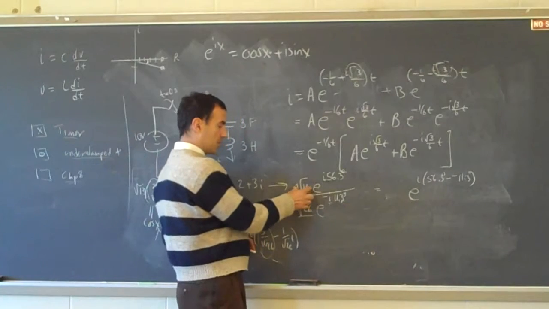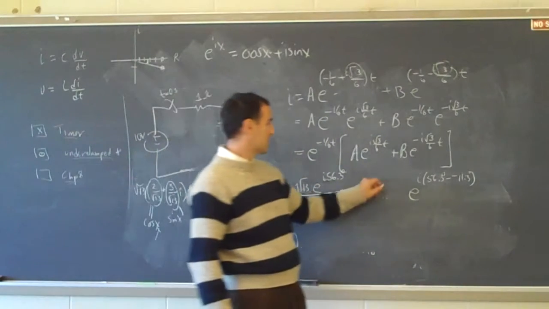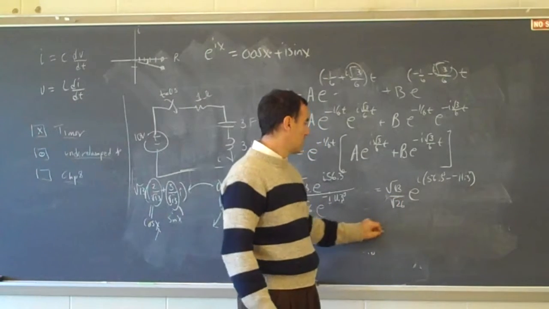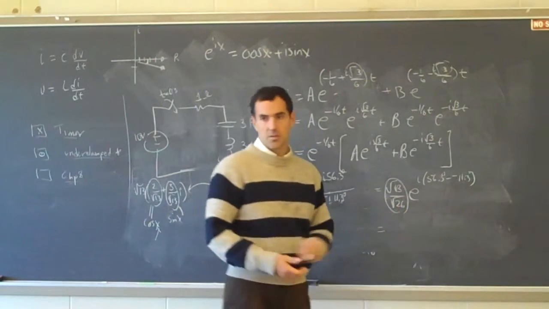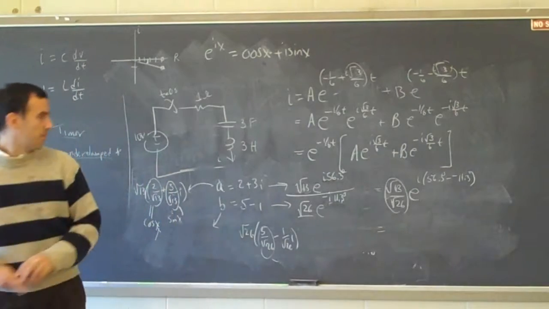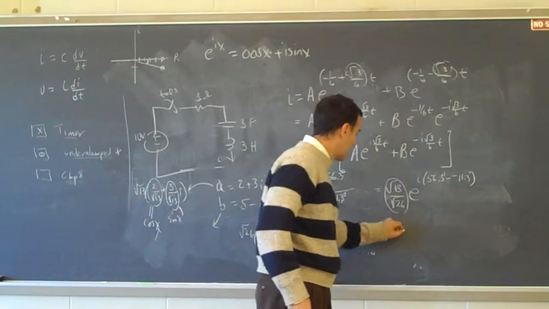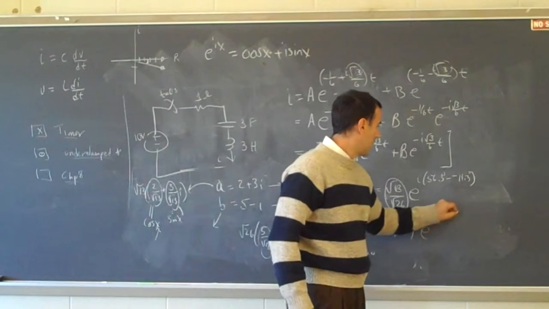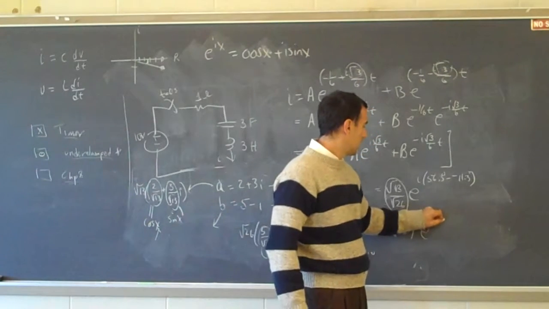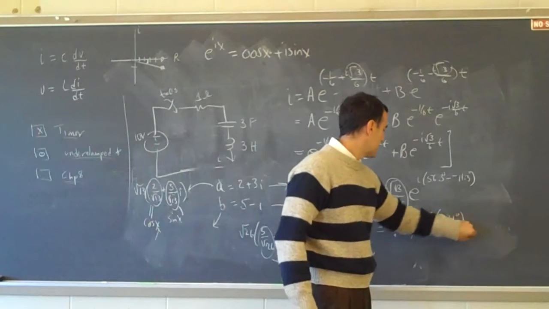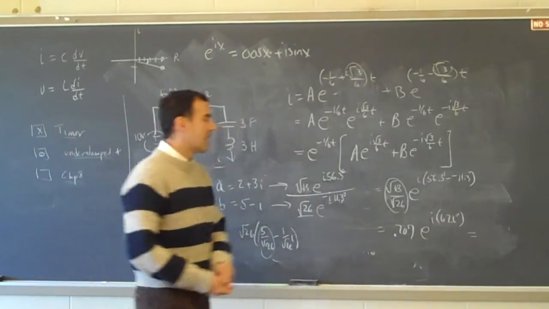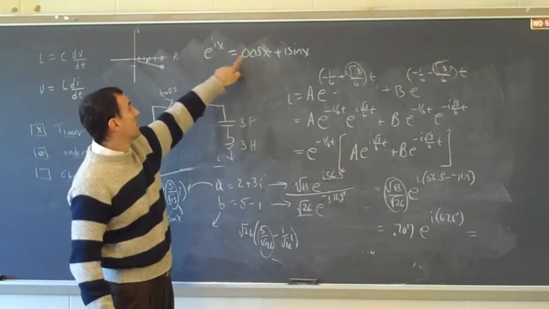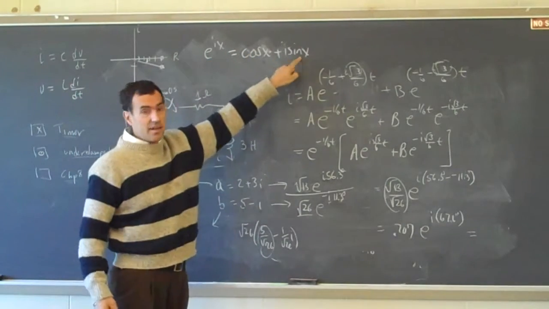And what goes out in front would be the square root of 13 divided by the square root of 26. Square root of 13 over the square root of 26, which gives me radical 2 over 2, 0.707 e to the i, and then what's left here, 67.6 degrees. And now finally I can convert that back using this relationship. e to the ix is cosine x plus i sine x.